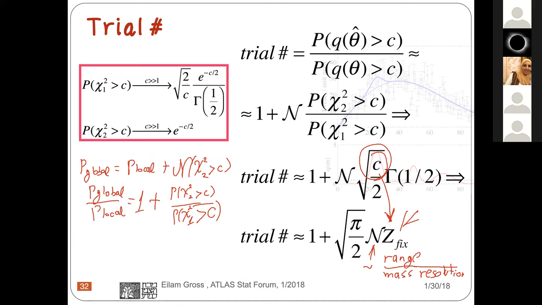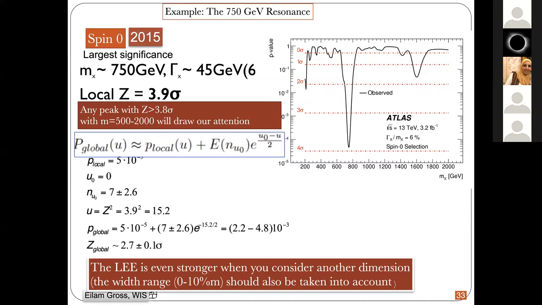And then I will say a word about the two-dimensional Lukacs effect, because we also did this in both experiments. So I will give you an example from the most exciting thing that happened after the Higgs, but also the most disappointing thing, which was a 750 GeV fluctuation with a local significance of 4 sigma. This is the P local as a function of the mass. And you see that P local at 750 went down to something like 3 × 10⁻⁵, which was equivalent to 3.9 sigma.